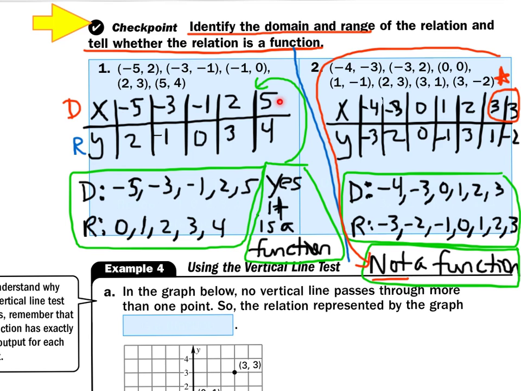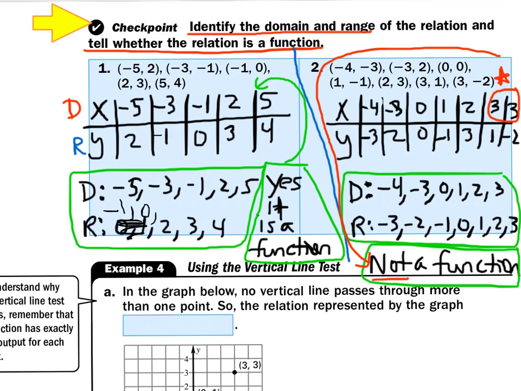All right, and so my domain, they want me to identify the domain. So take all of the X values and you put them in order from least to greatest, and you don't repeat. So they were already in order from least to greatest and nothing repeated, so I just copied them here. Now for the range, I have to do the same thing. I have to take all of these values and put them in order from least to greatest. And now I see I made a mistake here with that -1. So let me fix that. So this should be -1, 0, and then 2, 3, 4.